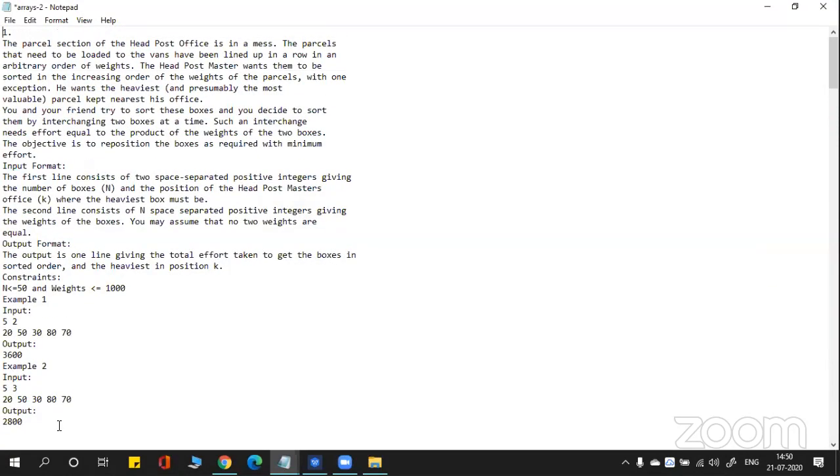Try this question. Okay, so clearly read the question. Only the question looks big. Actually, the problem is very easy. Read the question and try to understand.